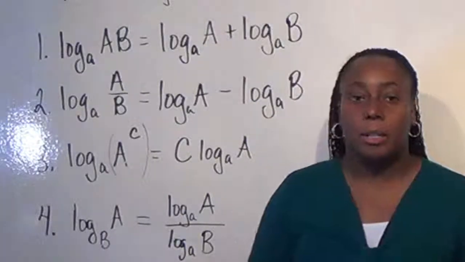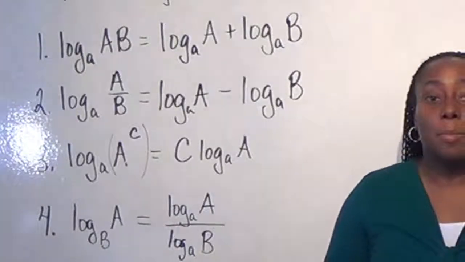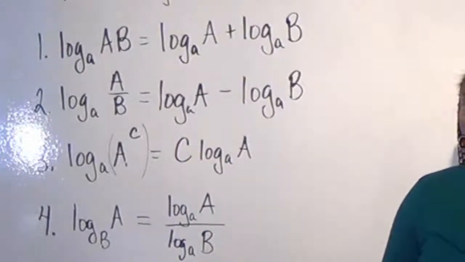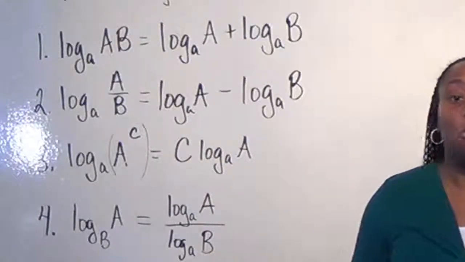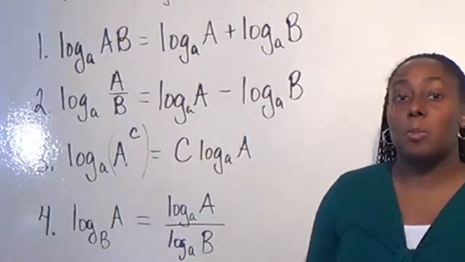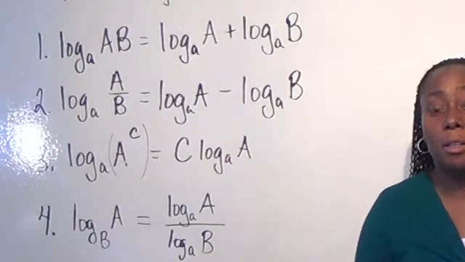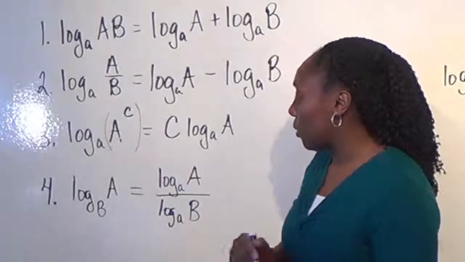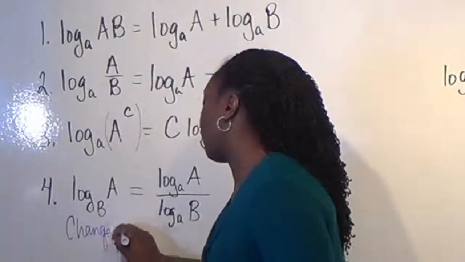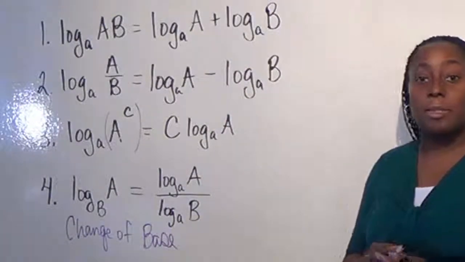The last property here is one that is useful for some of your other disciplines. So for example, in chemistry and in physics, a lot of times you're going to be using logarithms of other bases. And in order to calculate things or to simplify nicely, we want to be able to put it into terms of bases that are useful to us, like the natural log or the common log. So this last one is what we call the change of base property.